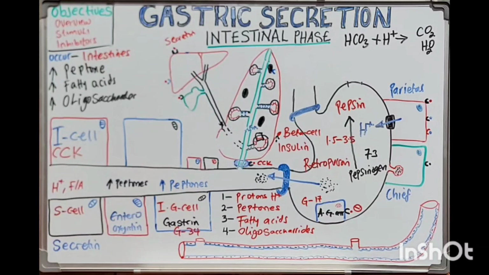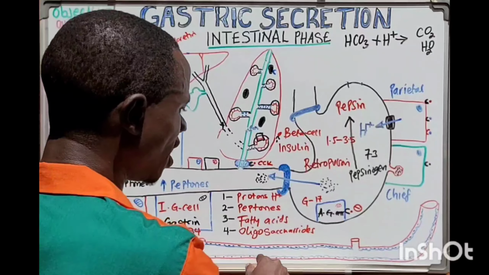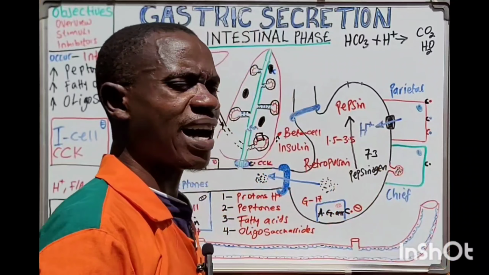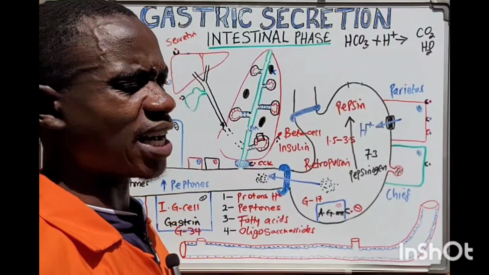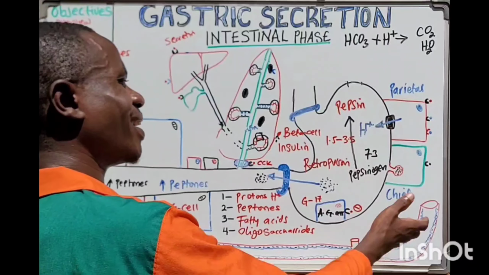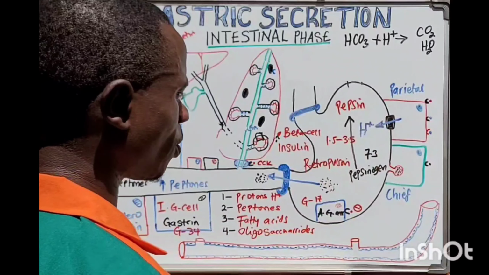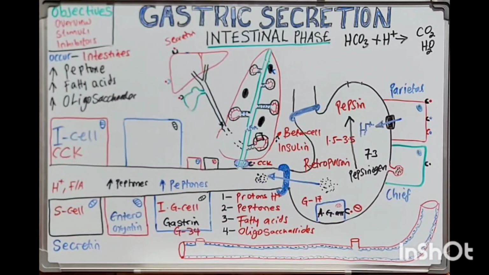Now, cholecystokinin is a hormone. It will flow to the blood. It will come and bind specific receptors within the parietal cell and inhibit the parietal cell from producing hydrochloric acid. Okay, so again, an inhibitory effect on the parietal cell from producing hydrochloric acid. Such a beautiful thing.